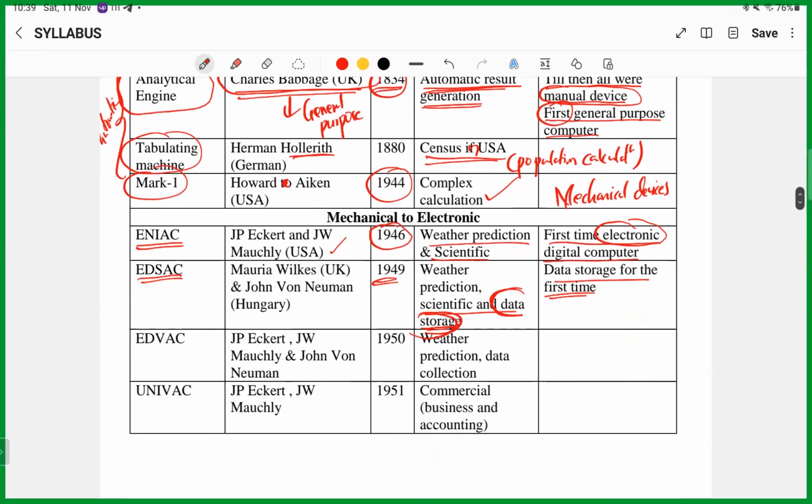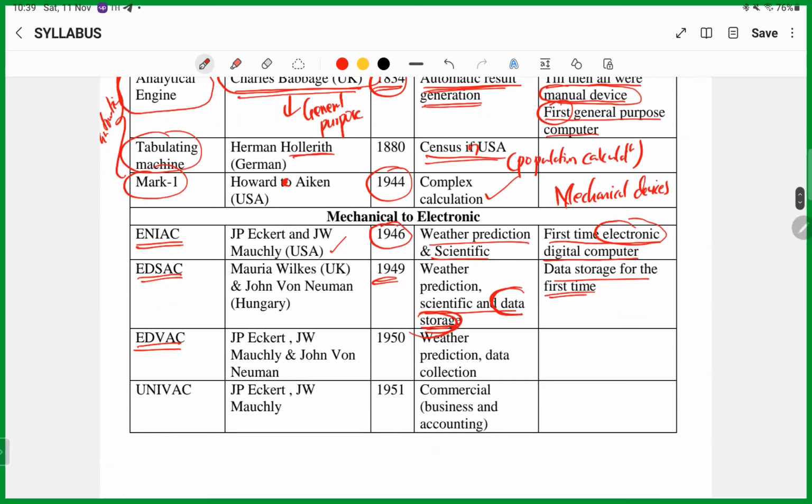Then EDVAC. Read the full form: Electronic Discrete Variable Automatic Calculator. Again, it is JP Eckert, Mauchly, and John von Neumann. These are the people associated with it.